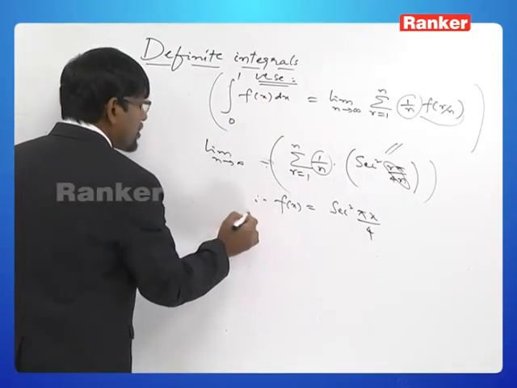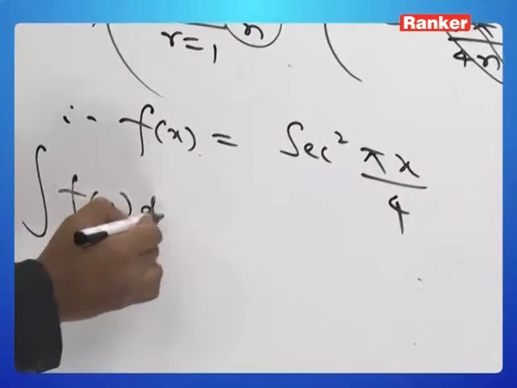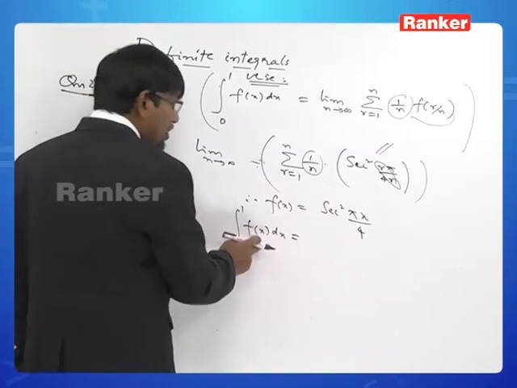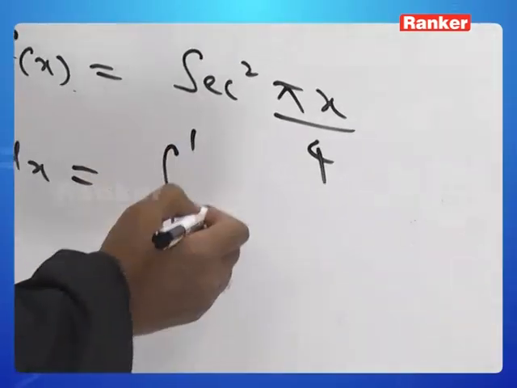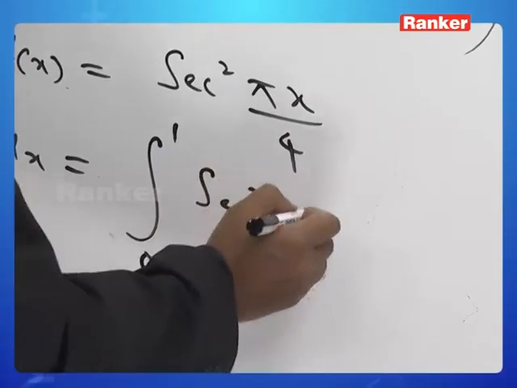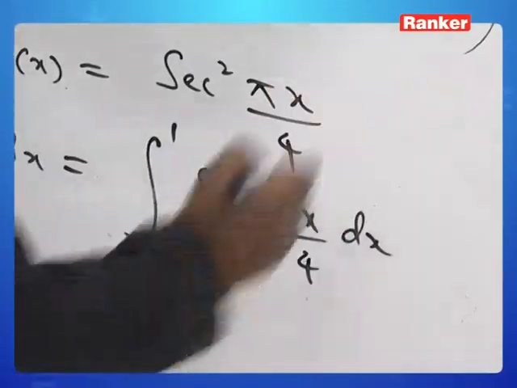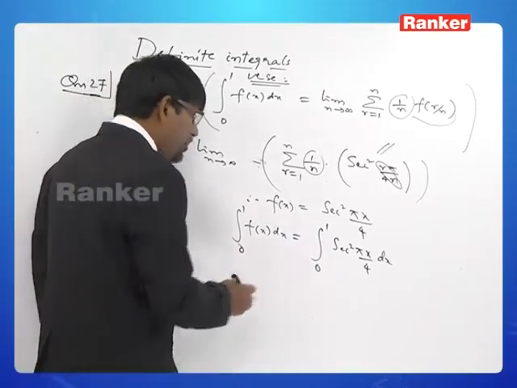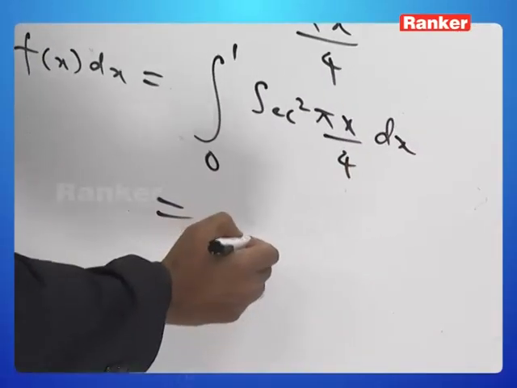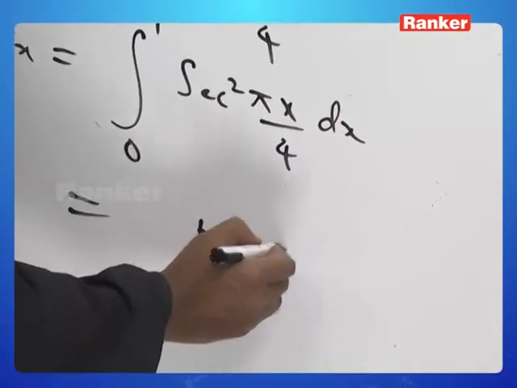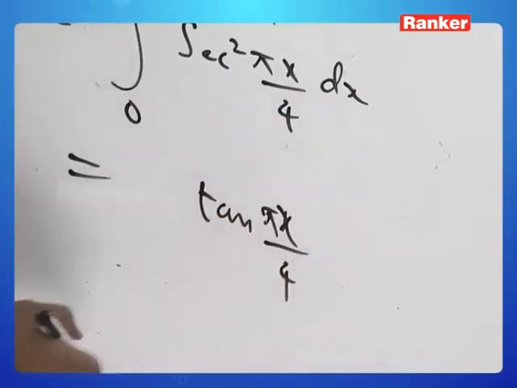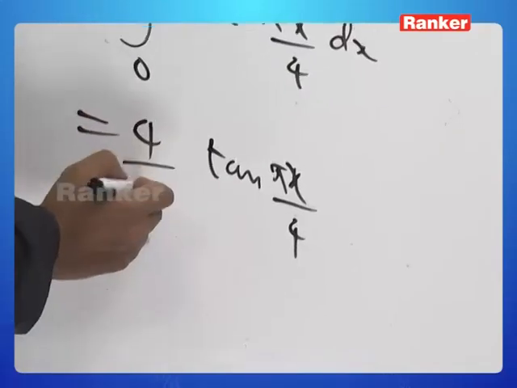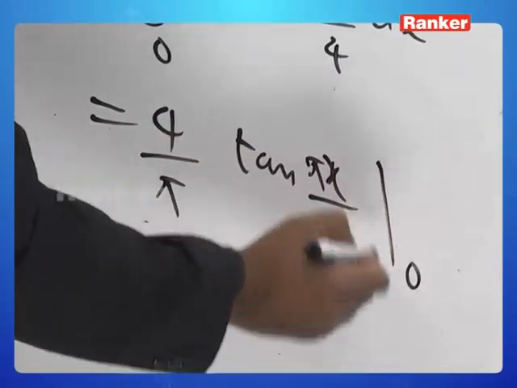So, therefore, the integral f of x dx from 0 to 1 is what you want. We have the integral from 0 to 1 of secant square of pi x by 4 dx. What is the integral of secant square theta? Tan theta. So, we have tan of pi x by 4, but then it is not simply secant square x, so I will have to divide by pi by 4. That makes it 4 by pi, applied within the limit 0 to 1.